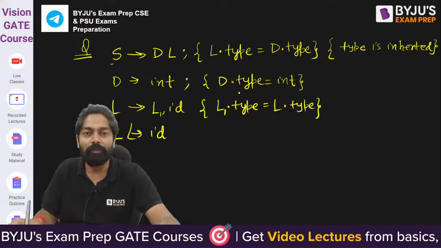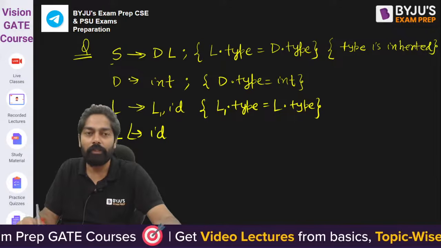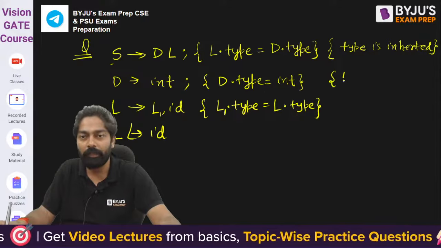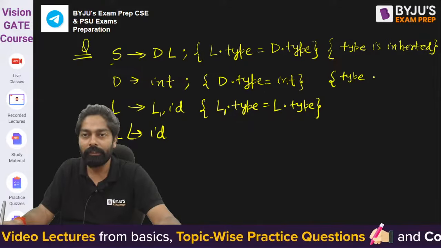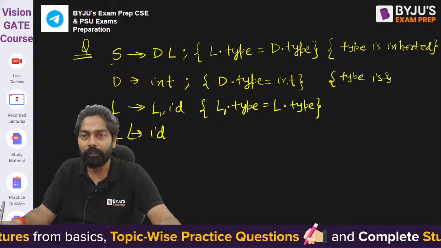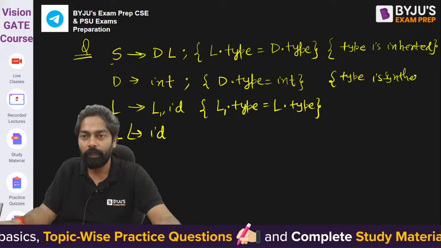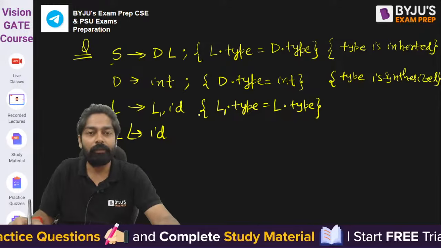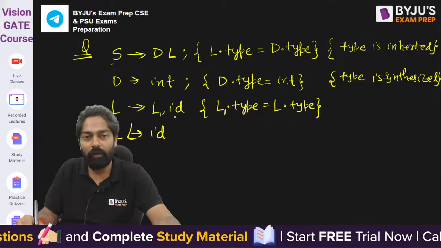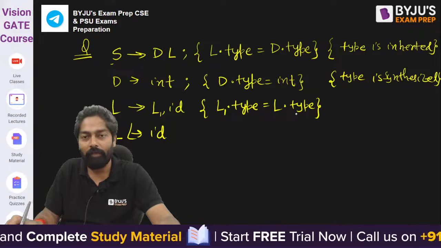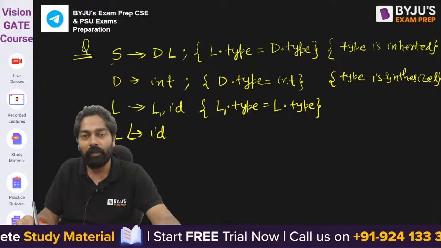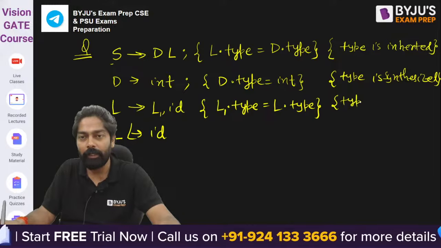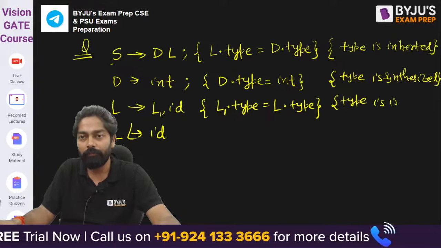Now what about this one? D.type equal to int. See, the parent value you are computing in terms of its children. So here type is synthesized. Okay, and what about this one? See, L goes to L1 comma ID, and L1.type equal to L.type. See here, the child value is computed in terms of its parent. So here type is inherited.